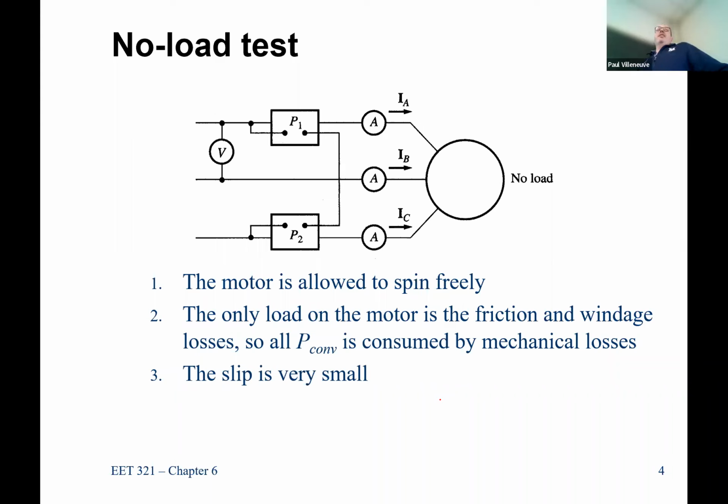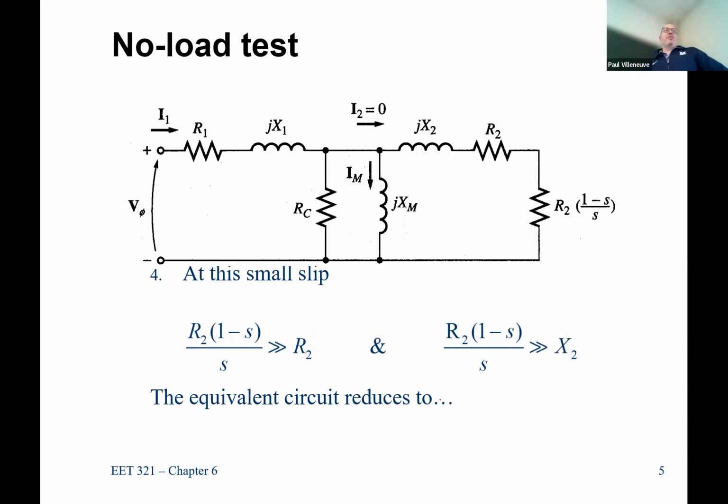So your motor is allowed to spin as freely as possible. Hopefully your bearings are new and all lubed up and ready to go. You only have small friction and windage losses. So your converted power is whatever your friction and windage losses are. Your slip is almost zero. Here's my circuit. I've got the full-blown circuit represented here. Pencil, here it is.